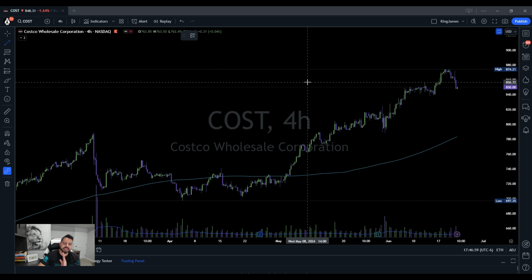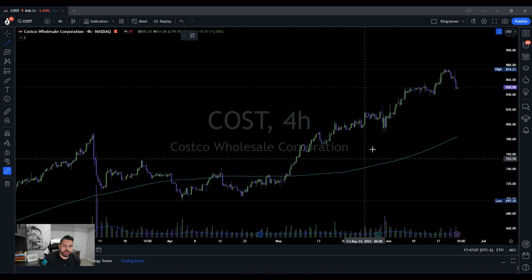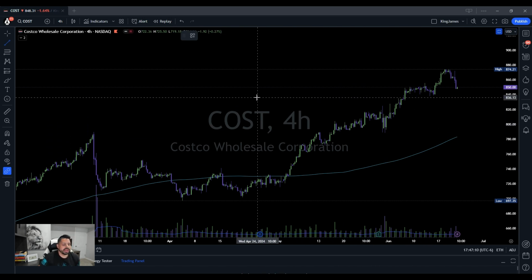I wanted to make a video just to show you how I chart a stock when I first look at it, okay? So we have Costco on the 4-hour time frame. Now what I'm first looking for is a major support and resistance line, okay? Where has price tested as resistance and then also tested as support?